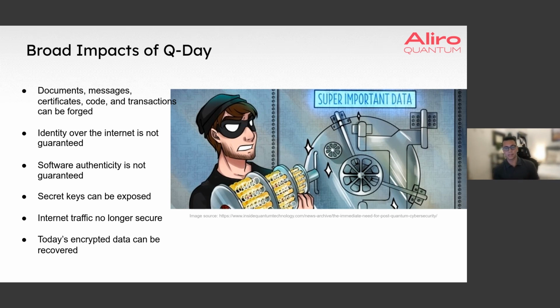So the data you're sending right now, if you're using protocols like RSA or Diffie-Hellman, that encrypted data can be harvested, and then at a later date, when Q-Day comes, they can actually decrypt all of that. So any sensitive data that's being encrypted right now is also vulnerable to quantum attack at a later date.